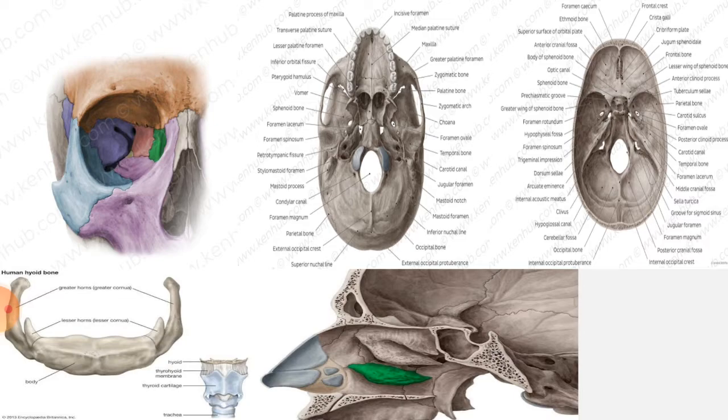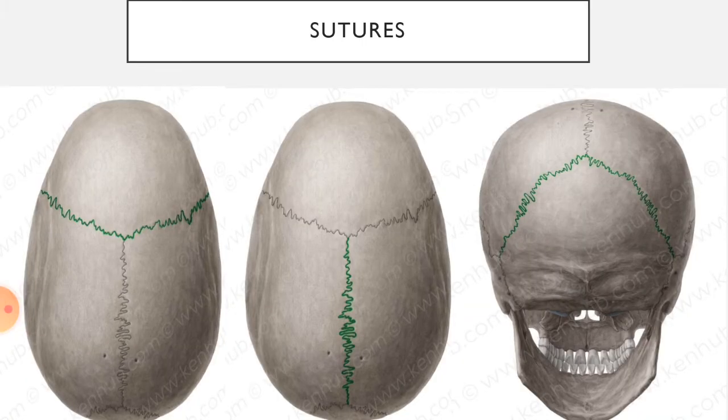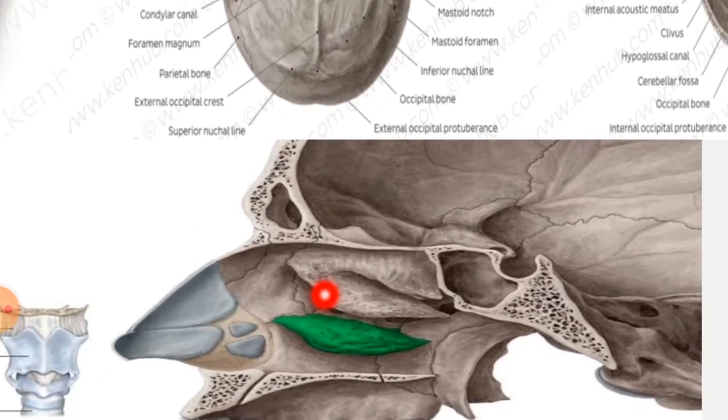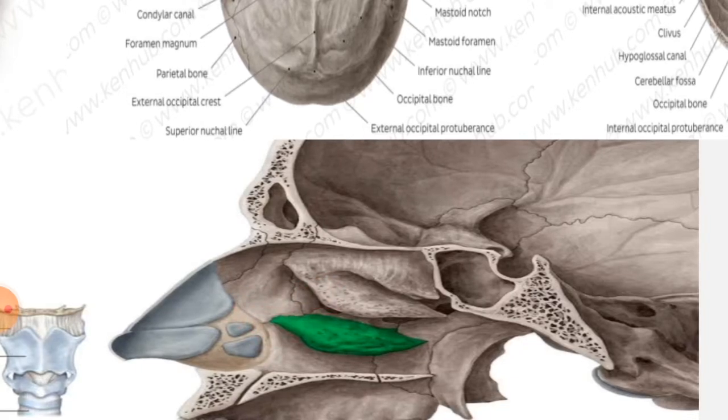This is the base of the skull, and we will discuss it in detail. This is the hyoid bone, and this is the inferior nasal concha. You can appreciate the superior and middle nasal conchae, which are part of the ethmoid bone, but the inferior nasal concha is independent.